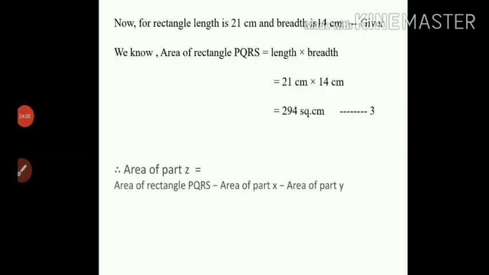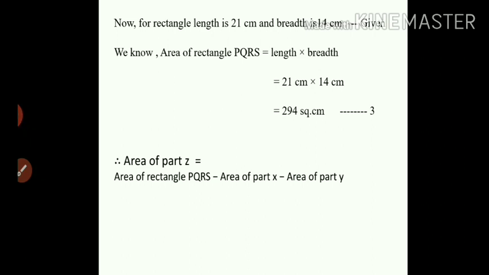Now students, I want to find the area of part Z, that will be equal to area of rectangle PQRS. From full rectangle PQRS area, we will subtract area for part X and area for part Y. So area of rectangle we got as 294 minus area of part X was 154 minus area of part Y is 38.5 square centimeter, that is from statements 1 to 3. So when you subtract, you get 101.5 square centimeter.